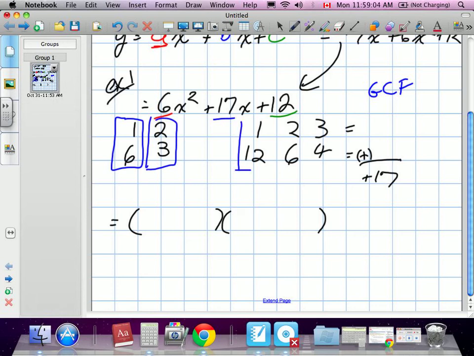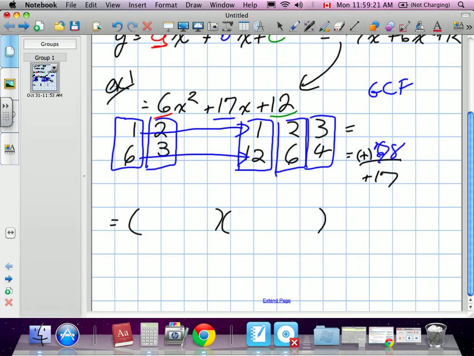We're going to go through the columns to figure out pairs of numbers that multiply and add up to positive 17. So we're going to start with 1 and 6. 1 times 12 and 6 times 1... sorry, 1 times 1 and 6 times 12 is going to give us 72 and 1. Is there any combination of 72 and 1 that makes 17? No. Now we're going to go across.